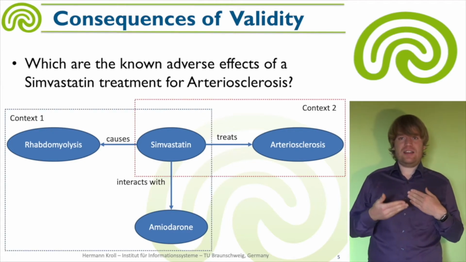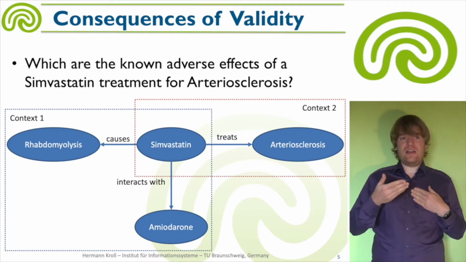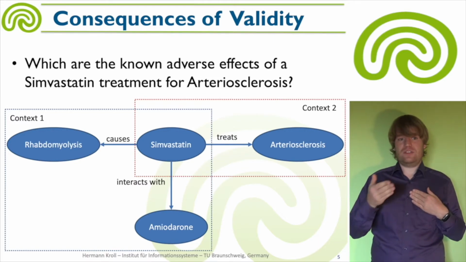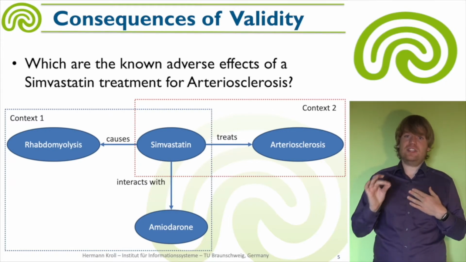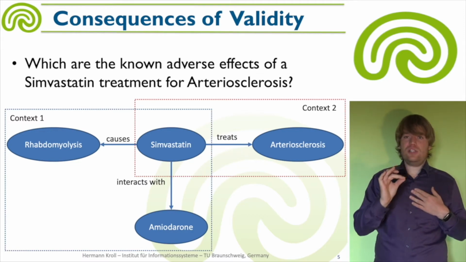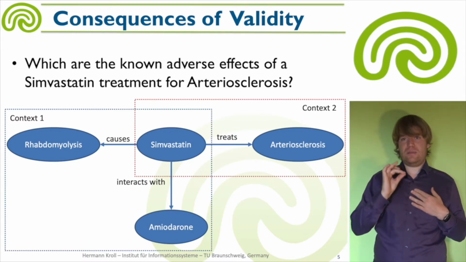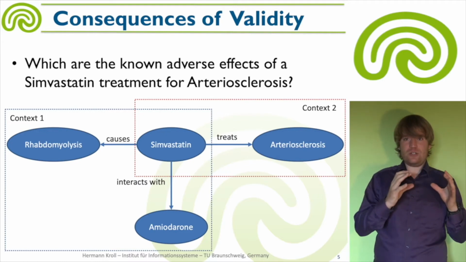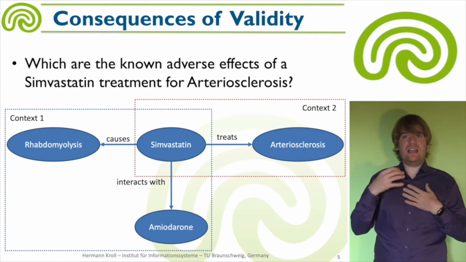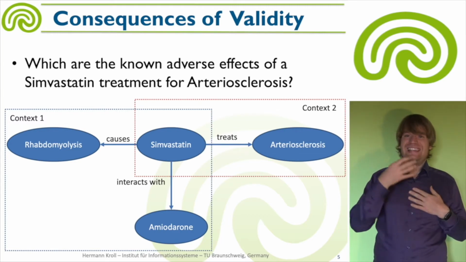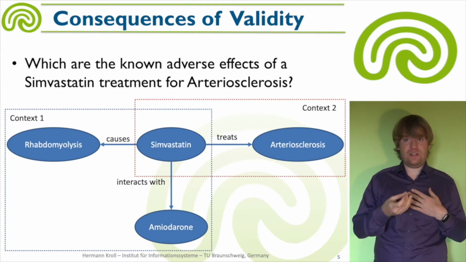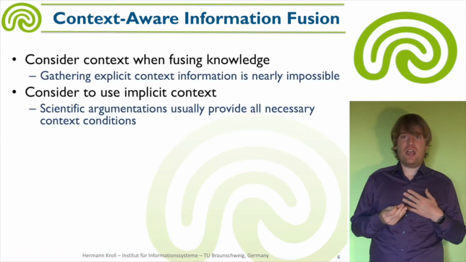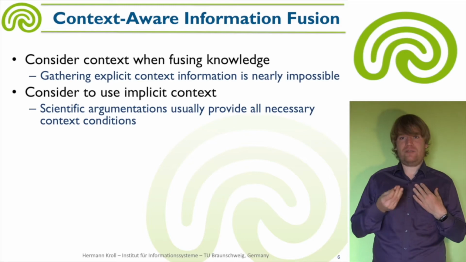If we consider the context, then we would see that simvastatin treats osteosclerosis is one context, and the side effect that simvastatin causes rhabdomyolysis is only observed when simvastatin interacts with amiodarone. So we cannot use the answer that simvastatin is a known cause for rhabdomyolysis in any context. This is a problem if you are working with a scientific knowledge graph and you have facts which are not valid in general. So in this paper we recommend a context-aware information fusion.